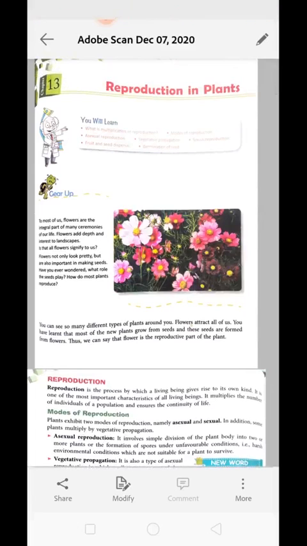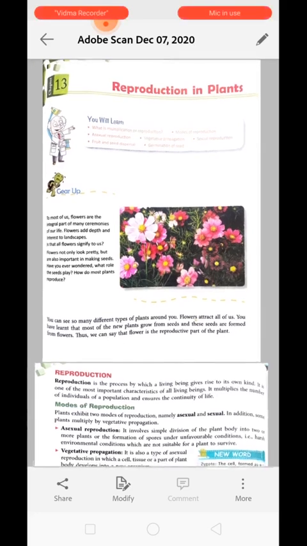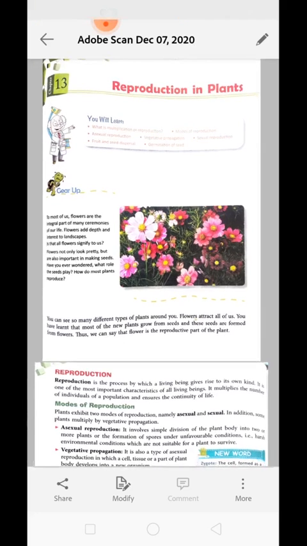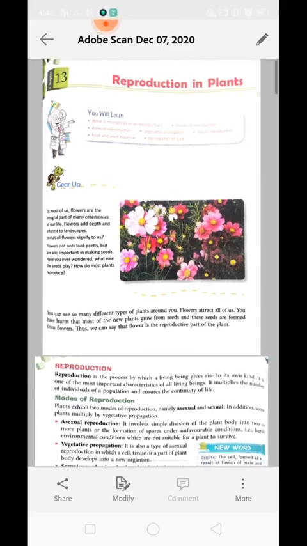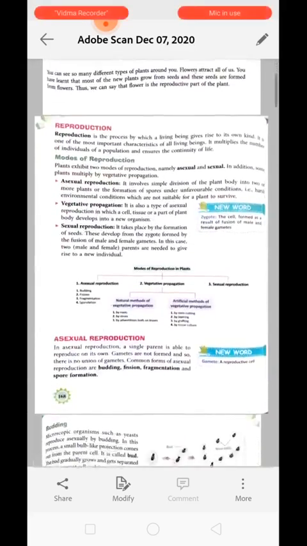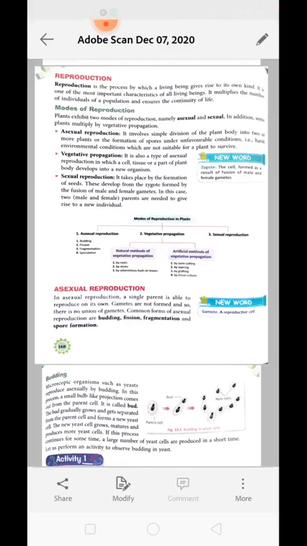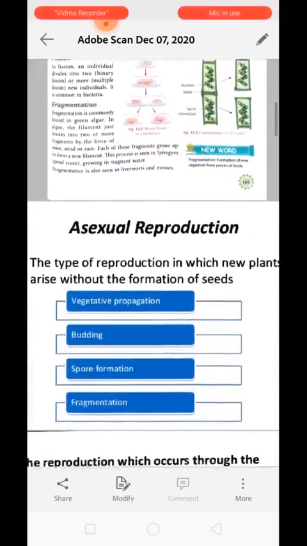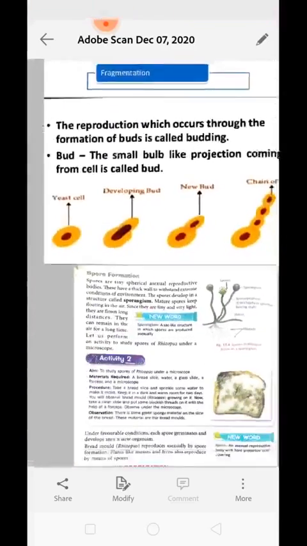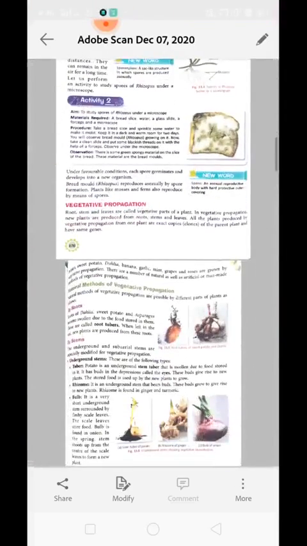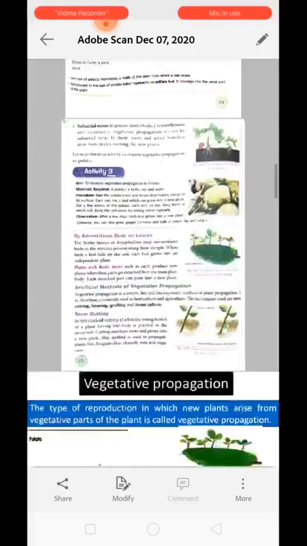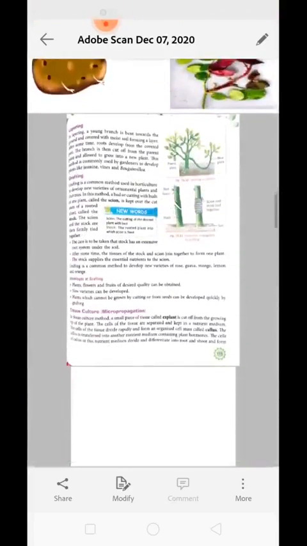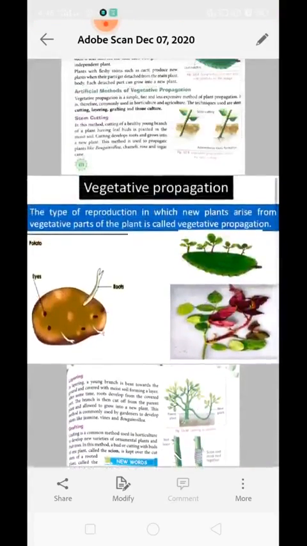Today we are discussing the second part of chapter 13, which is called reproduction in plants. In our previous video we studied the types of reproduction and discussed asexual reproduction. Understood? We also talked about vegetative propagation by natural methods. Now, in this video, we will discuss artificial methods of vegetative propagation.